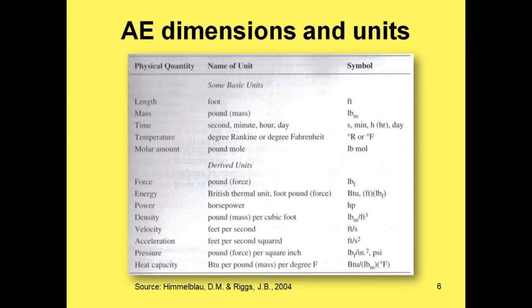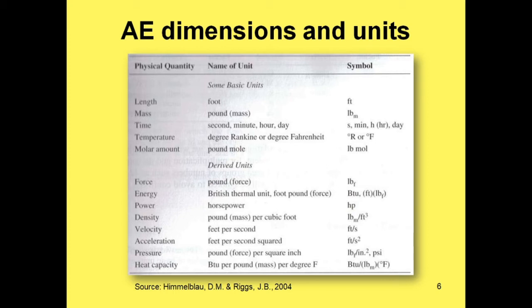American Engineering dimension and units. American Engineering dimension, another name is FPS unit. FPS is nothing but foot pound second. Physical quantities: length, mass, time, temperature, molar amount. These are the basic units. Length unit, foot, ft; mass, pound, lbm; time, second, minute, hour, day. Temperature unit, degree Rankine or degree Fahrenheit; molar amount, pound mole.